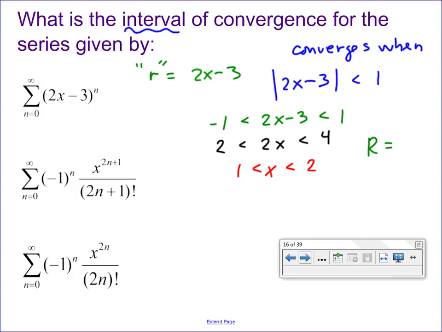Do you guys see that? So my radius of convergence is the distance between the center x value and the endpoints. Because some of your directions say find the radius of convergence versus find the interval of convergence. You see the difference? You can go back and find the radius by factoring out a 2, and then it would be x minus 3/2.